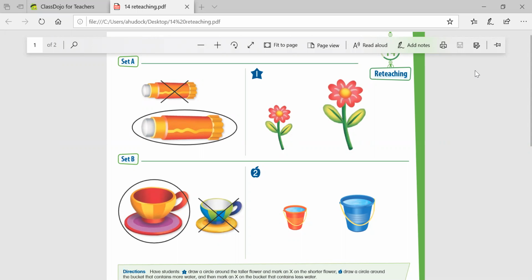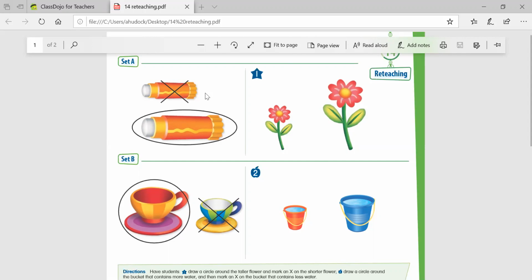So we wanted to take time to make this video to go over the reteaching worksheets that you will be completing today. On the reteaching worksheet, you're going to see different sets. It gives you an example on the left and then an area for you to try it on the right.